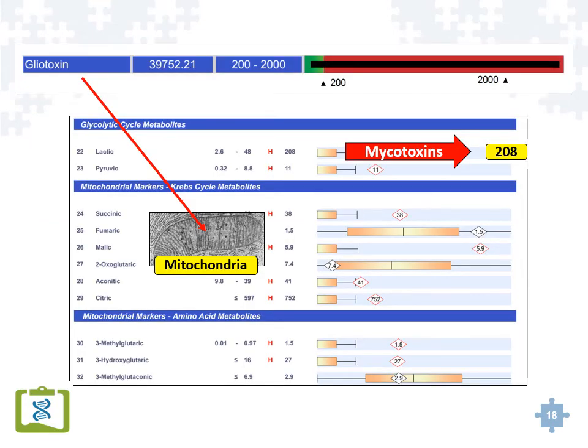Other mycotoxins like gliotoxin, which comes from Aspergillus. Gliotoxin is a known inhibitor of mitochondrial activity. The organic acid test under the glycolytic metabolites and the Krebs cycle metabolites are often elevated in the presence of mycotoxins. So we know that mycotoxins can lead to mitochondrial dysfunction, a very common problem in autism.